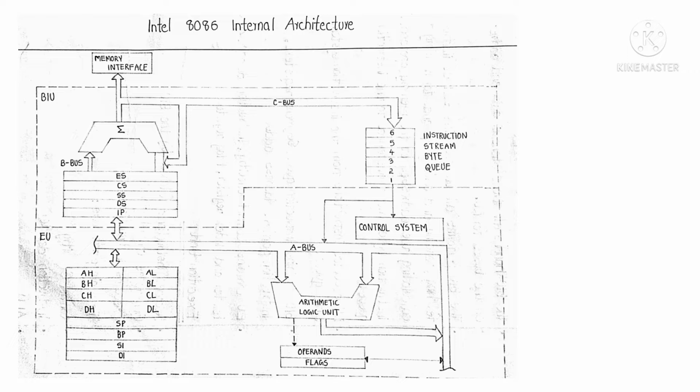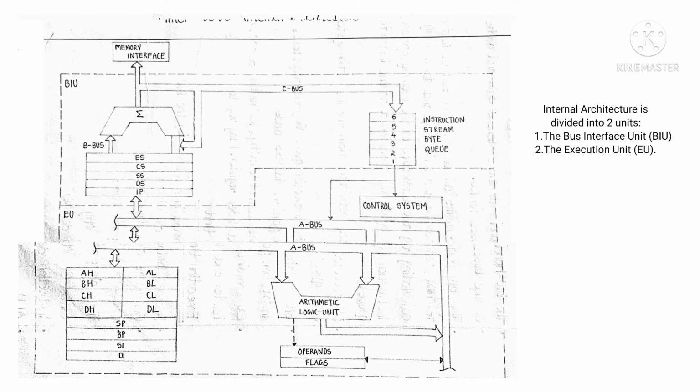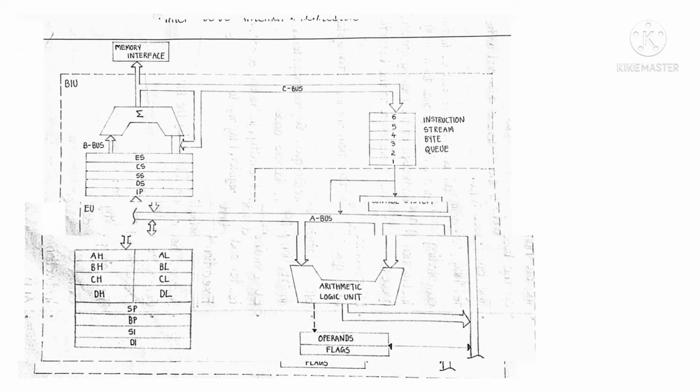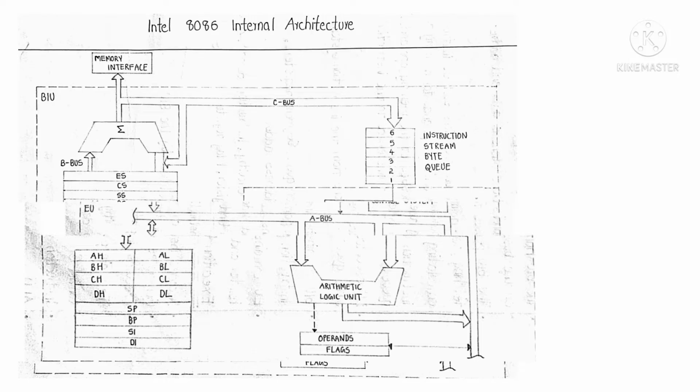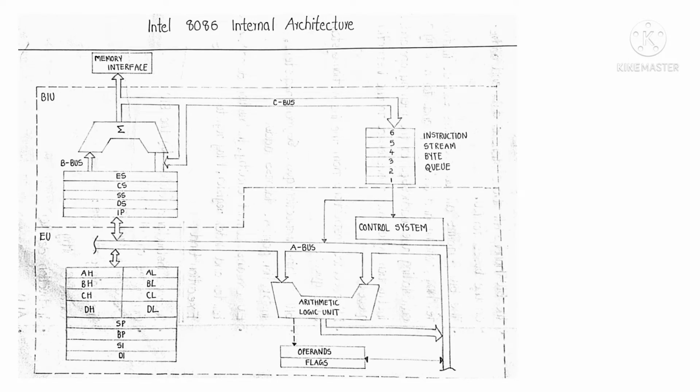In today's session, I am going to explain to you the internal architecture of 8086. Here you can see in the figure, the entire architecture is divided into two units, bus interface unit and execution unit. Why are we dividing the entire architecture into two units? This is to support pipelining. That is, at the same time, this bus interface unit can fetch one instruction and the execution unit can execute another instruction.